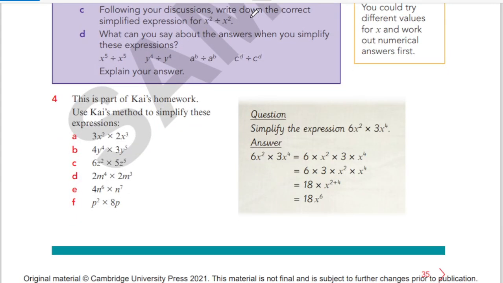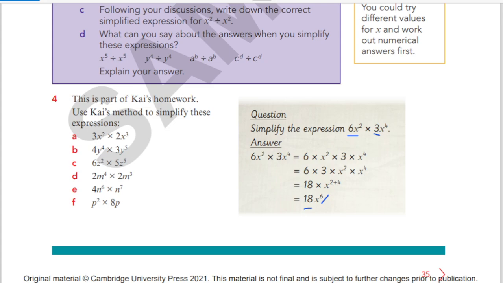In question number 4, they are saying this is part of Kia's homework. Use Kia's method to simplify these expressions. You have to simplify these expressions by using this method. In this method, she multiplied the constants 3 with 6, that will make 18, and added the powers. 2 plus 4 will be 6. So by using her method, we can solve these expressions.